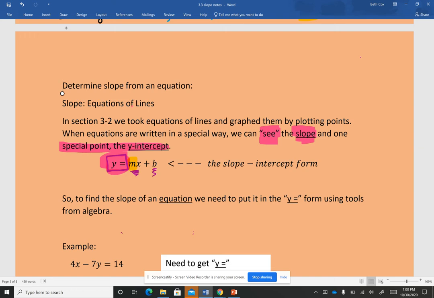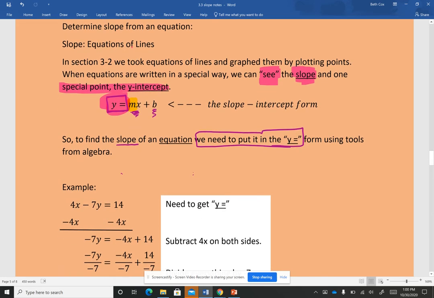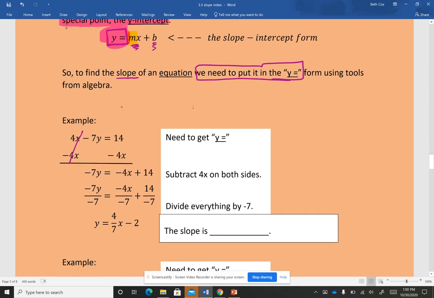So here is what we can do. We learned how to solve an equation for y. We learned how to make things say y equals. We did that. Okay, so now we need to make it y equals. Remember, we did this. Subtract 4x on both sides, and that cancels out. And then we divide everything by -7, and we get y equals format. And our slope for this one is 4/7.